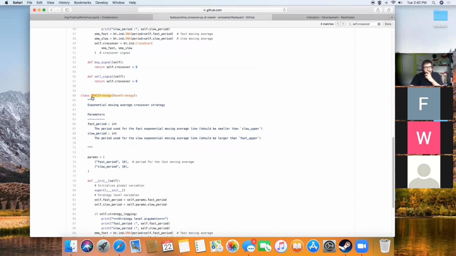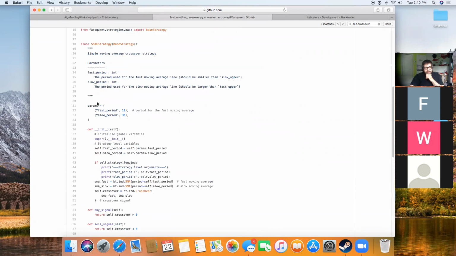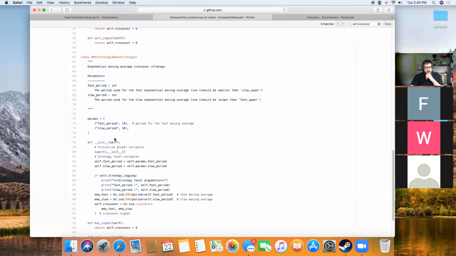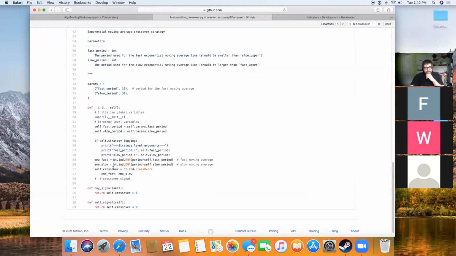Yeah, so this is also a very similar strategy, using EMA instead of simple moving average. They're also calculating two EMA indicators, one fast and one slow, and then doing the crossover for them. And in the buy, if the crossover is greater than 0, they buy. If the crossover is less than 0, they sell.